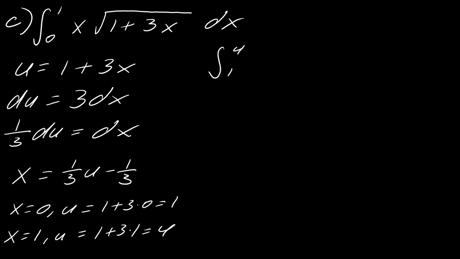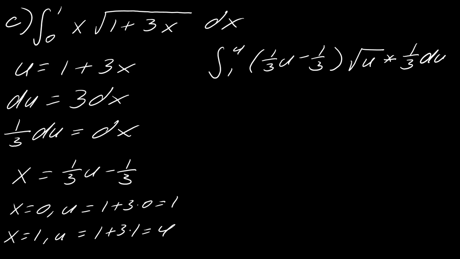And then in this problem, it looks like my x will now be 1/3 u minus 1/3 times the square root of u, all of this times 1/3 du. Remember, I said my dx is equal to 1/3 du. So here's how I've made that replacement. Now this is all kind of a bit of a mess.